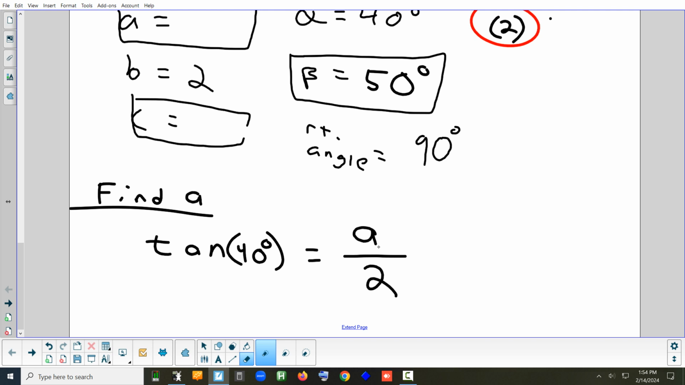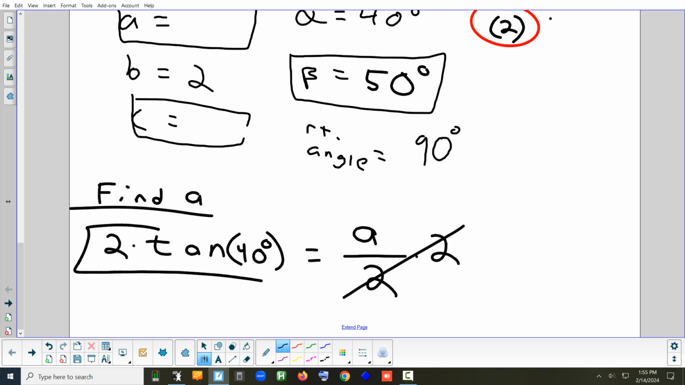Right, now we just get A by itself. The only thing preventing A from being alone is 2. And how would we move that 2 to the other side? Yeah, multiply by 2. Times 2, that's gone. Times 2. And that's how long side A is. Okay, we're going to type that in. We're going to round it off.